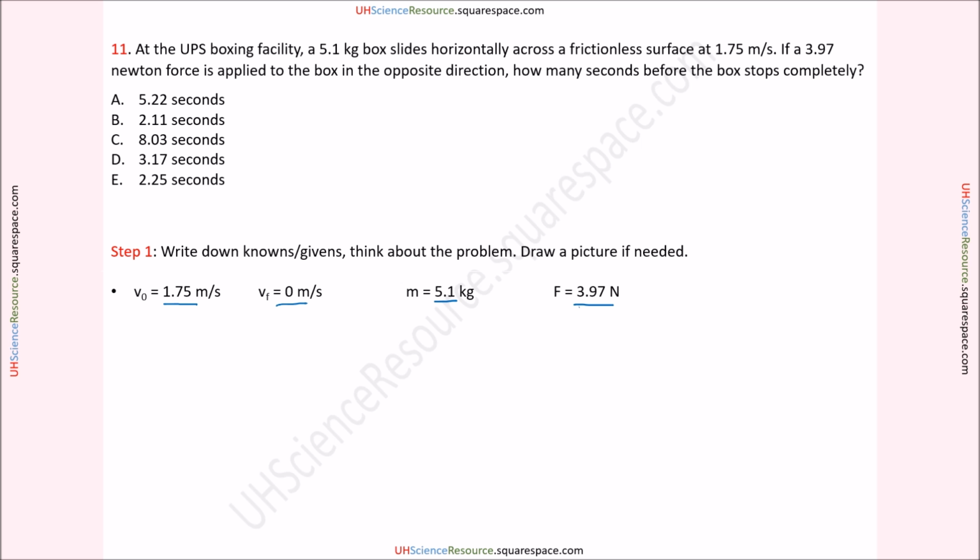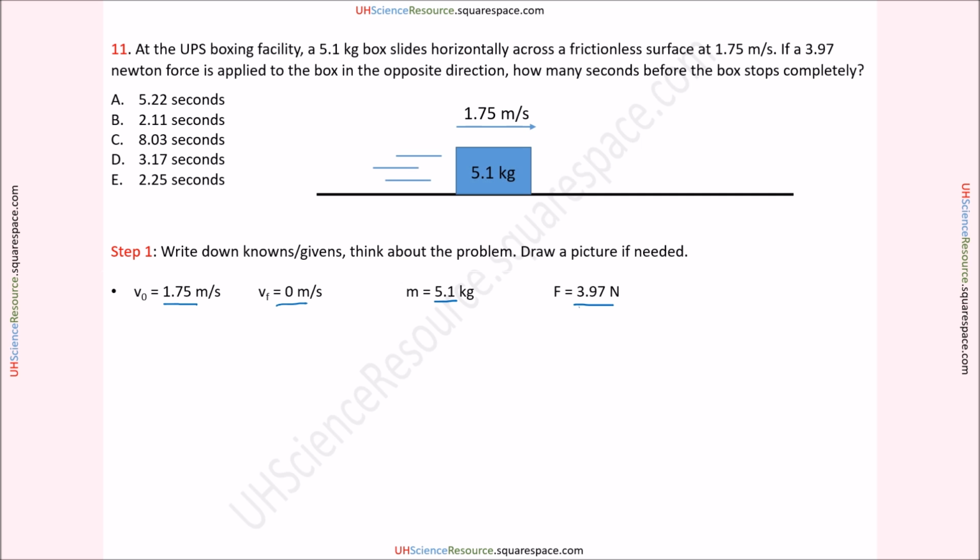So let's use this information to draw out a picture. Here we have our box, and it's sliding in the right direction at 1.75 meters per second. And that's going to be our initial velocity. Now, there is a force that's applied in the opposite direction, and it's going to be 3.97 newtons. And we're asked how long it's going to take before the box stops, and therefore the final velocity is equal to 0. So let's go ahead and write down the equation we need to use.